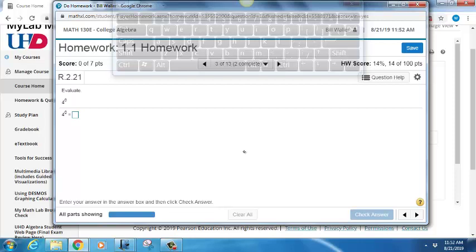So there's an idea there of how MyMathLab homeworks work, and I think it updates your score constantly, so you don't have to worry about saving your work or anything like that. It's constantly in the background updating what you're doing, right?